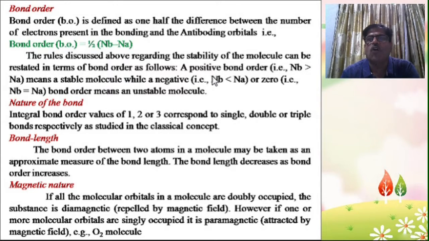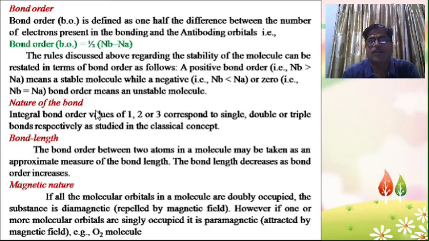A positive bond order, that is Nb greater than Na. Here Nb is the number of electrons in bonding molecular orbitals (BMO), and Na is the number of electrons in anti-bonding molecular orbitals (ABMO). A positive bond order means a stable molecule, while a negative bond order, Nb less than Na, or zero, Nb equal to Na, means an unstable molecule.